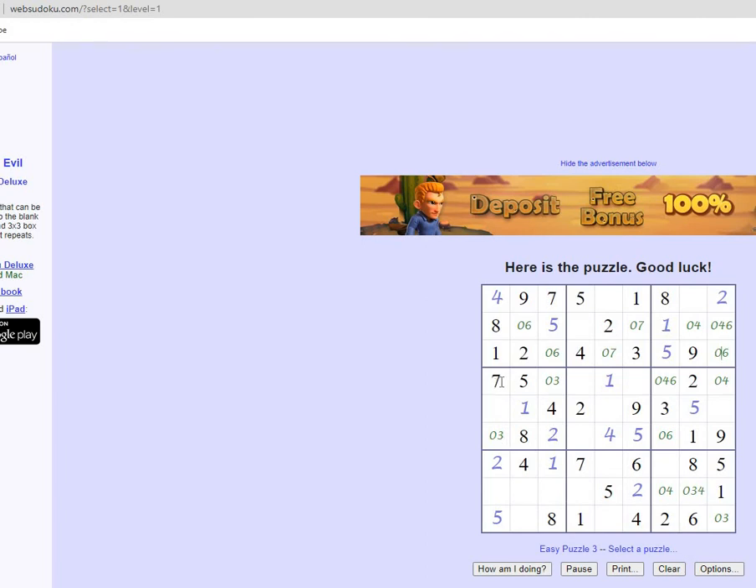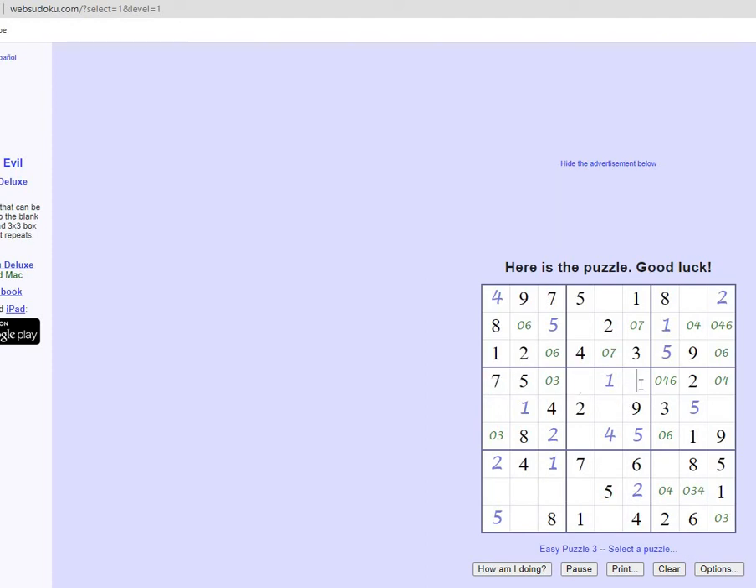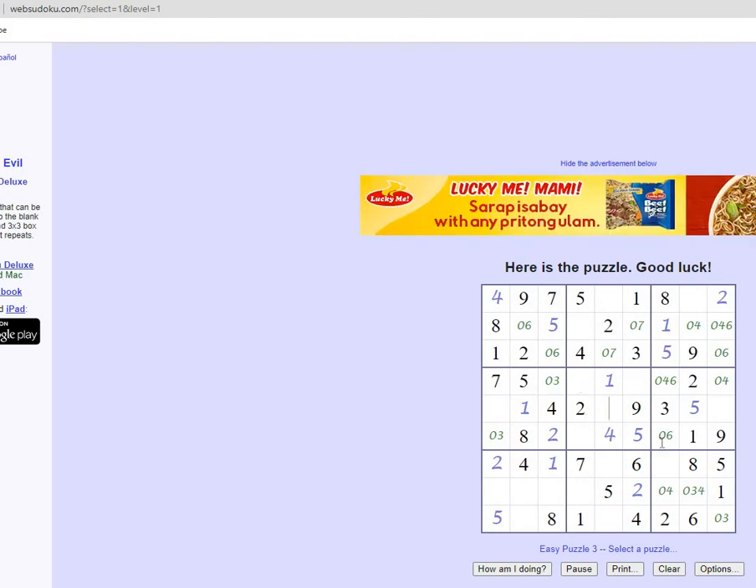In this box, there's already a 7 here. So we look here at the middle box, there's a 7 here, so we cannot put it here or here. There's a 7 here, so we cannot put it here or here. So this must be the only possible location for 7. And if 7 is here, that means we can remove this. And this must be the only possible location for 7.